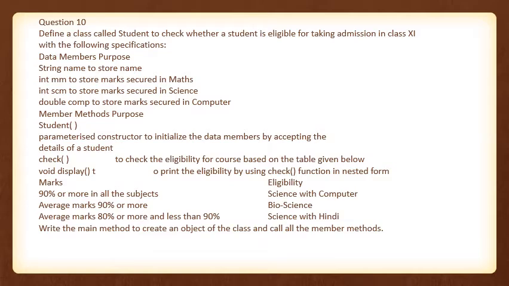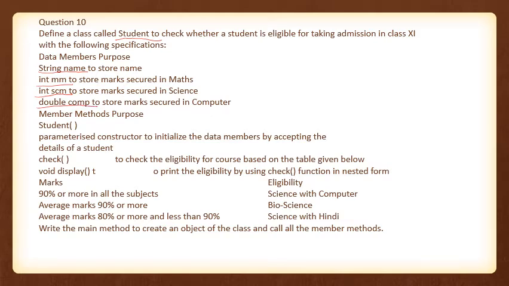Question number 10. Define a class Student. So the class name is Student, to check whether a student is eligible for taking admission in class 11th with the following specification. Data members: string name, int maths marks, int SCM (science marks), double COMP (computer marks).